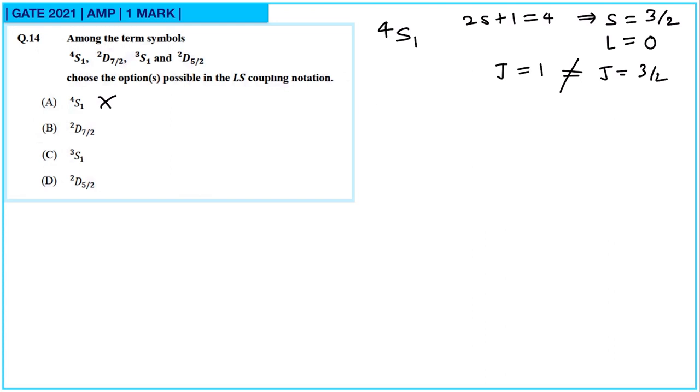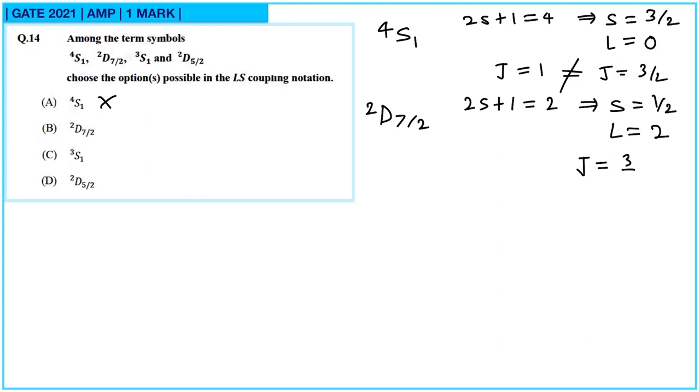Now let us check the second one, 2D 7/2. So 2S plus 1 is equal to 2. That gives us S equal to half. This is D, so L is equal to 2. So L is 2 and S is half. So J can be from L minus 1 to L plus 1, so this will be 3/2 or 5/2. But here it is given 7/2, so this is not matching. So option B is also wrong.